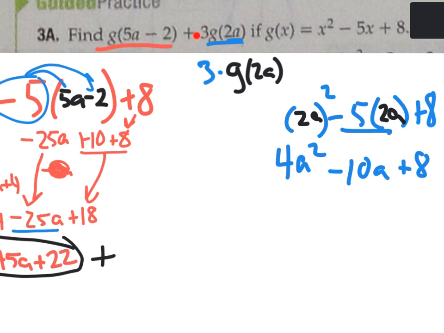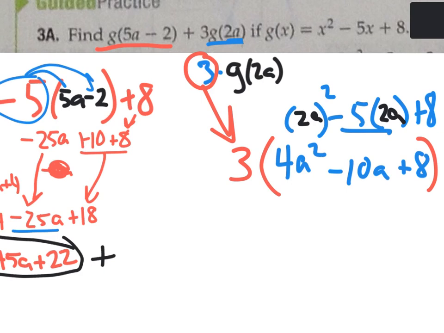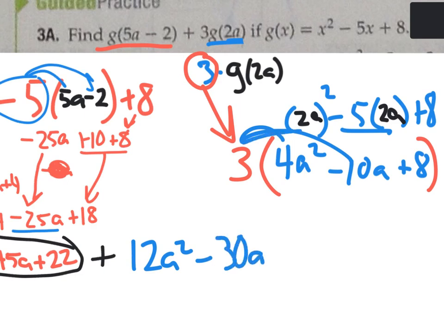Now, let's not forget about this 3 that's out here in the front. I want to put parentheses around this whole thing and bring down that 3. And now I'm going to distribute that 3. So distributing the 3, 3 times 4a squared, that's 12a squared. 3 times negative 10a, that's negative 30a. And 3 times 8, that's 24.